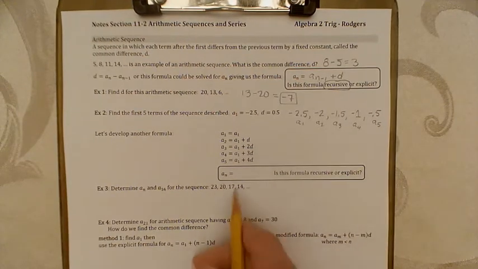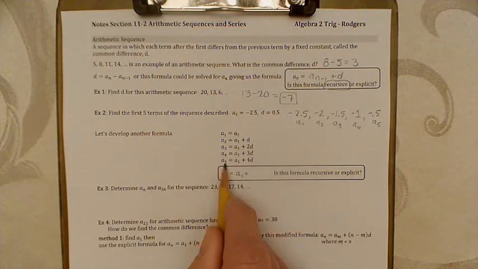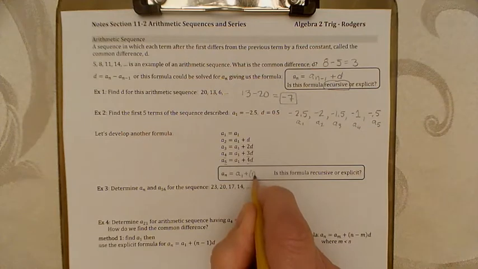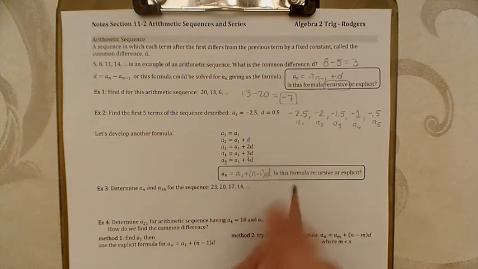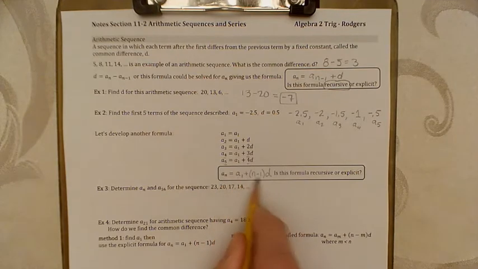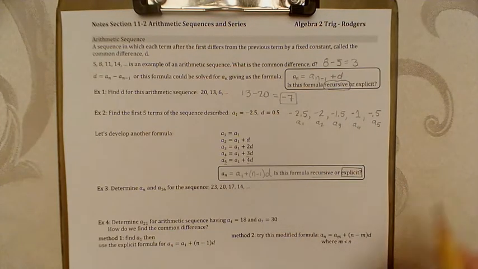So writing a formula in general, a sub n, we could write a sub 1 plus, now notice in order to find the fifth term, we used 4d. In order to find the fourth term, we used 3d. So in order to find the nth term, we want n minus 1 times d. So notice, in order to find the nth term, I'm not using the term right before it. I'm using the first term. So this is not recursive. This is explicit. Okay?